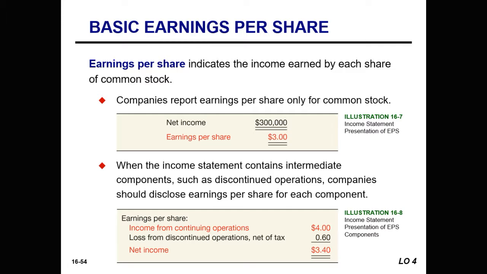Earnings per share is indicated on the income statement. And when the income statement contains some of the intermediate components, so discontinued operations, things like that, companies should disclose the earnings per share for each of those various components. A simple capital structure exists when companies have only common stock, or there are no securities that could potentially dilute earnings per share.